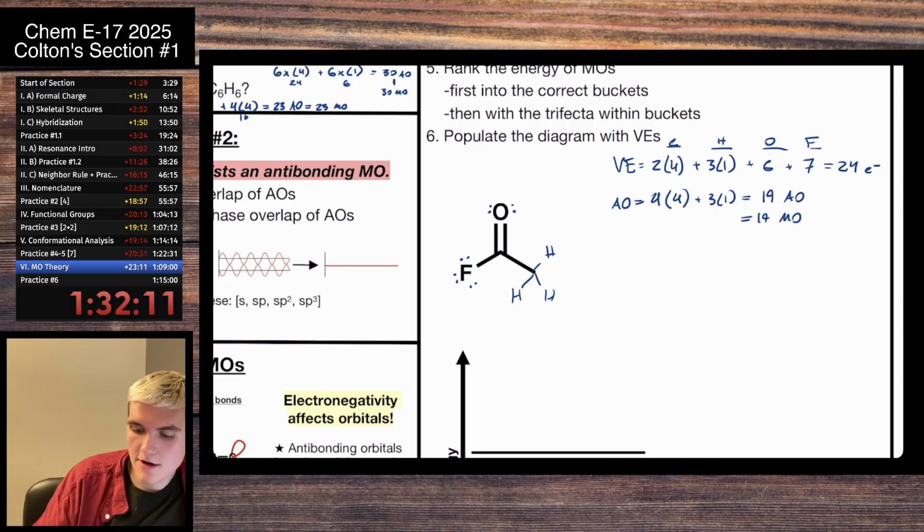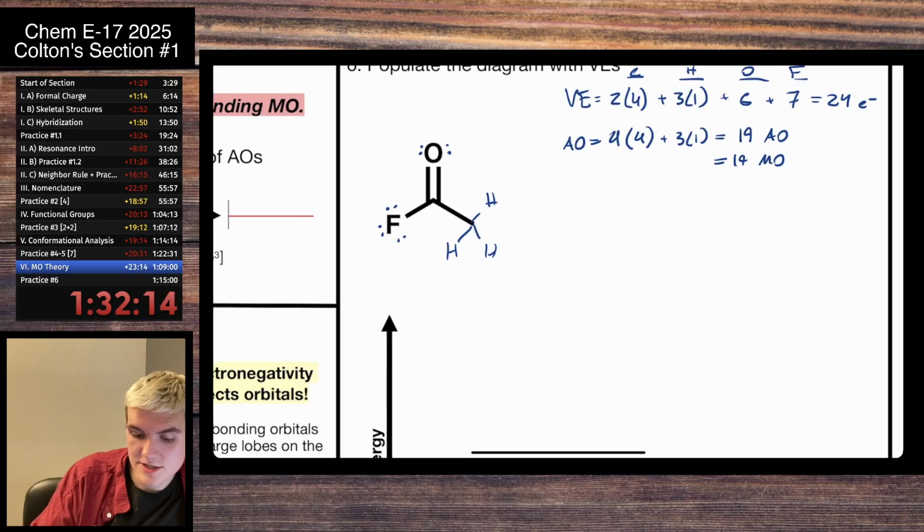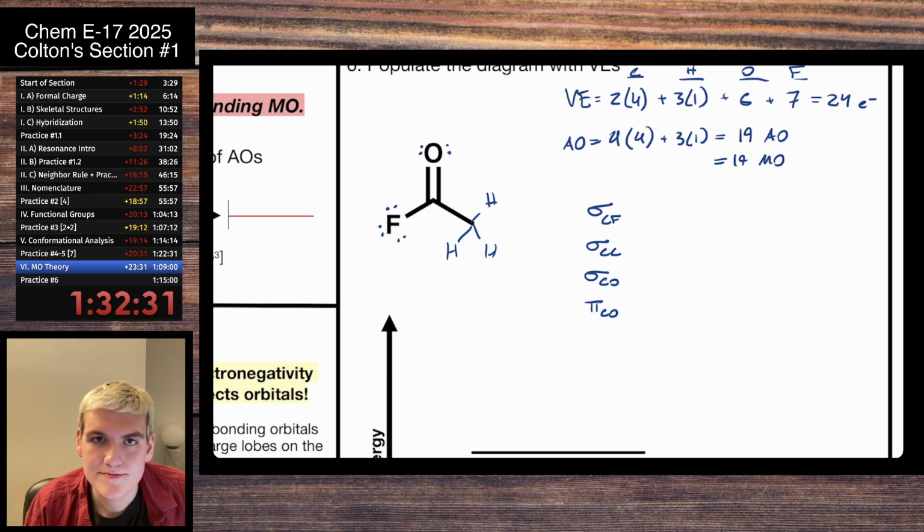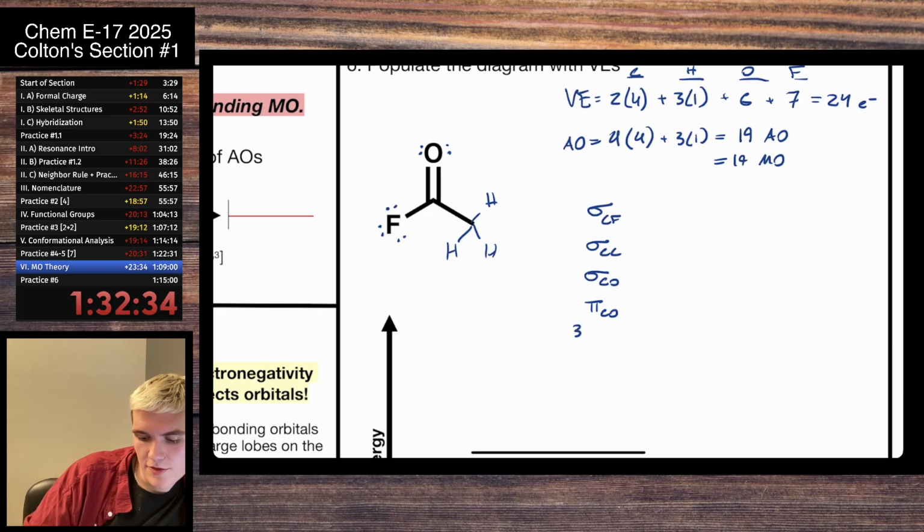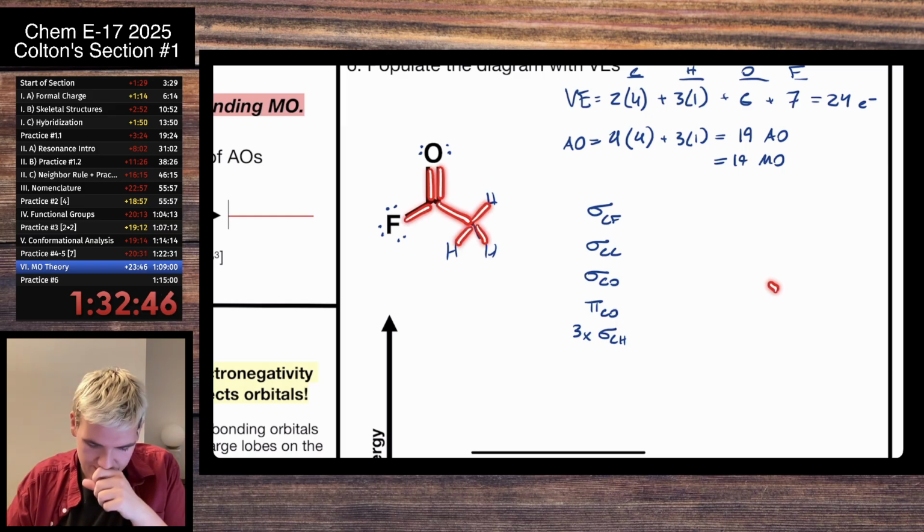So to list out all of our molecular orbitals, we literally just look at the bonds first. Single bonds we know are sigma bonds. So we have a sigma carbon-fluorine bond. We have a sigma carbon-carbon bond. We have a sigma carbon-oxygen, and we have a pi carbon-oxygen with our double bond. And then we have 3 sigma carbon-hydrogen bonds. Does that look like it got all of our actual bonds listed on the page? 7 and 7.